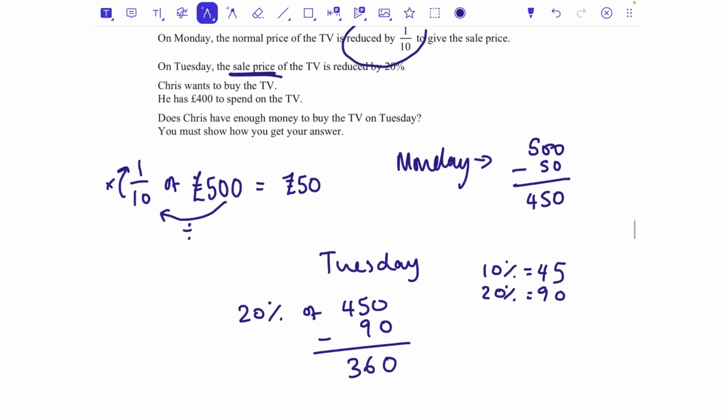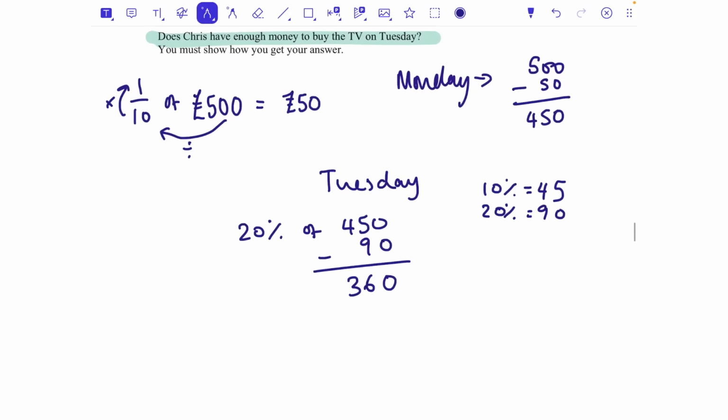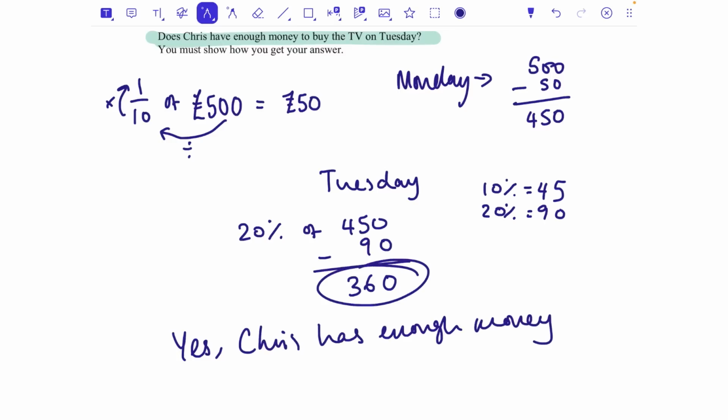So Chris has got £400. Does he have enough? Yes, he does. So we need to answer their question. Whenever they ask you a question, make sure you're answering it. Does Chris have enough money to buy the TV on Tuesday? Yes, Chris has enough money. We've got 360 there, so they can see that we're okay with that.